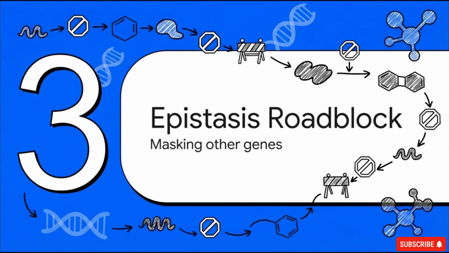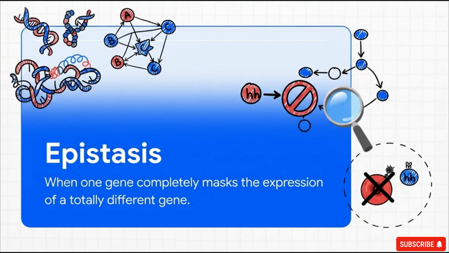Moving right along to Section 3, Epistasis, the biochemical roadblock, where totally different genes get masked. Mendel kind of treated every trait like it was acting totally solo. But in reality, traits are built on these massive interconnected biochemical pathways. Epistasis acts like a giant roadblock in your body, where one single gene completely overrides and masks the expression of a completely different gene. And a perfect real-world example of this? Human blood types and something called the Bombay Phenotype.